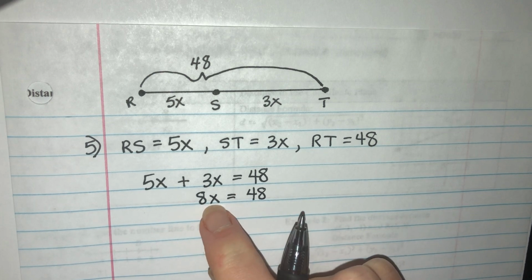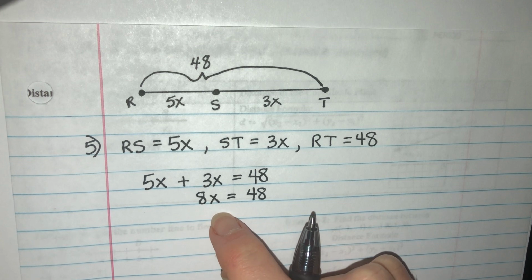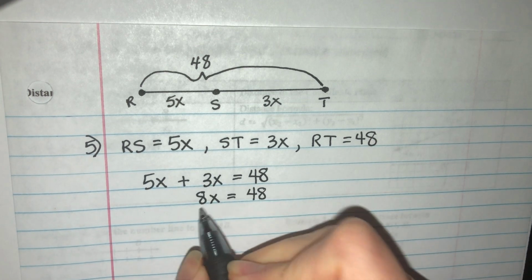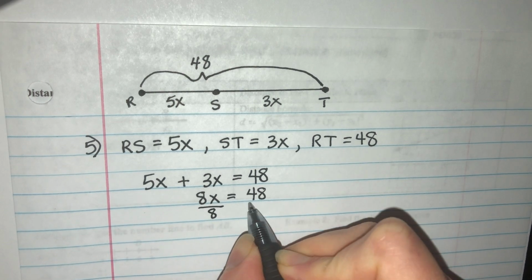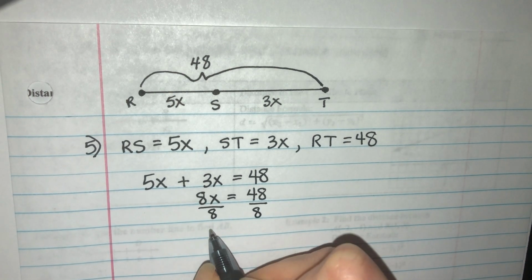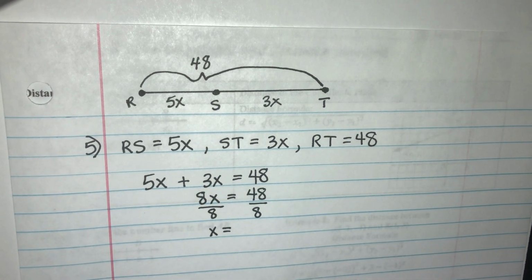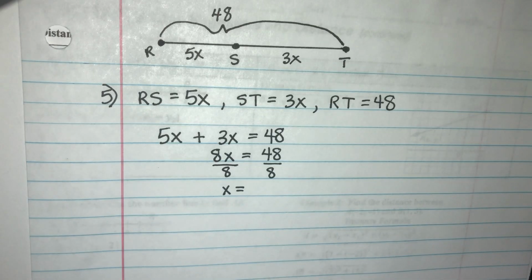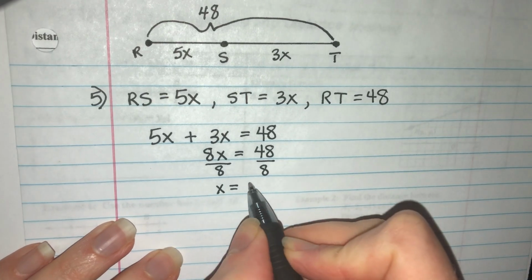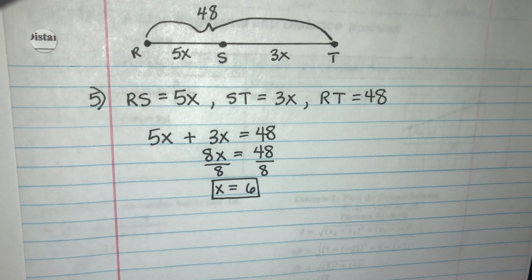This means 8 times x equals 48. We want to get the x by itself, so we have to undo the multiplication. What operation undoes multiplication? The opposite of multiplication is division. So we divide both sides by 8. So x is equal to 48 divided by 8, which gives us 6. And that is one of the 2 answers for this problem. Remember, we said there was going to be 2 answers to each.